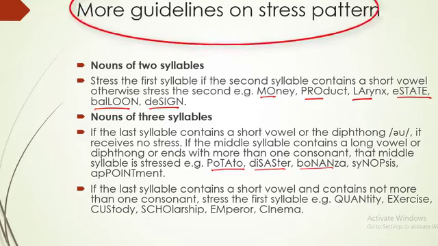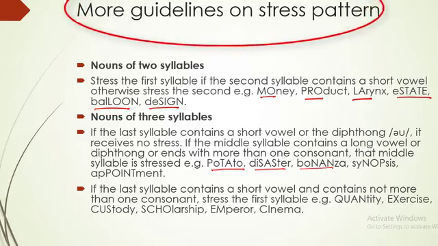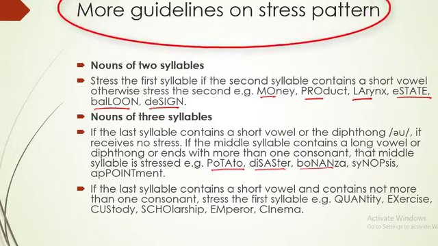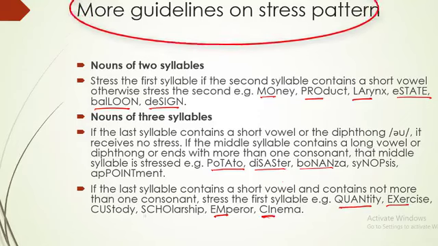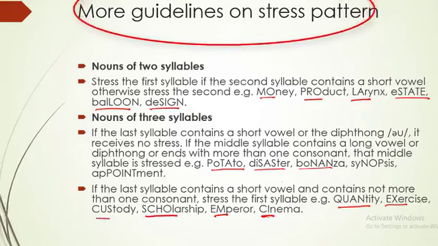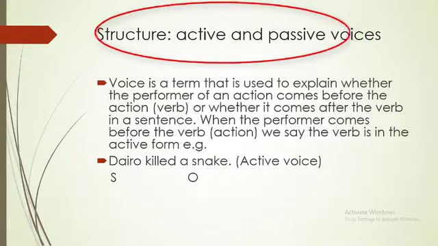If the syllable containing the short vowel contains not more than one consonant, then stress the first syllable. I'll give an example. Quantity. It contains a short vowel, but you just have to stress the first. Exercise, emperor, cinema, scholarship, custody. These are examples of that.